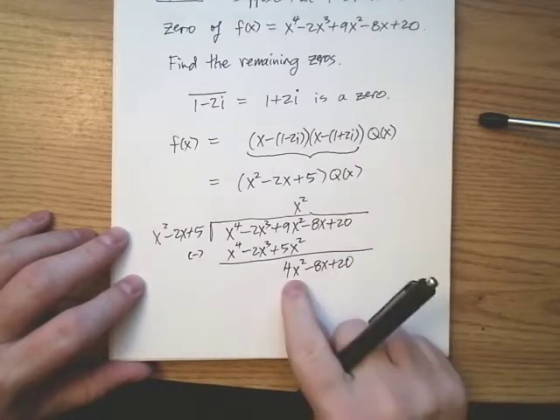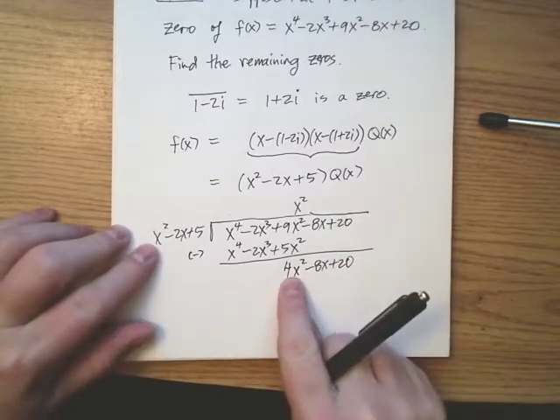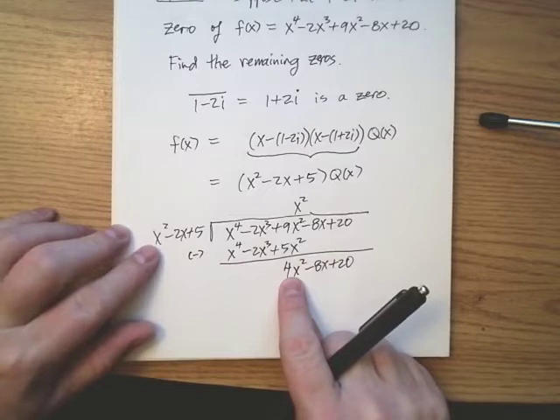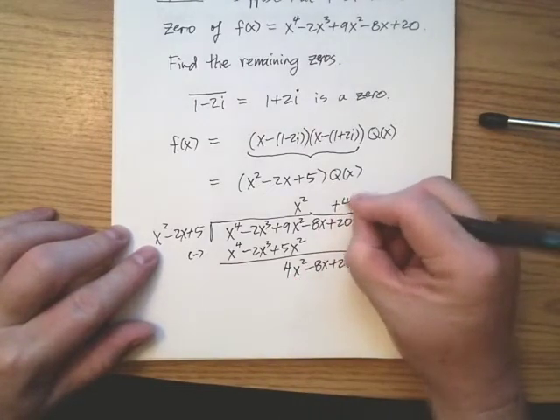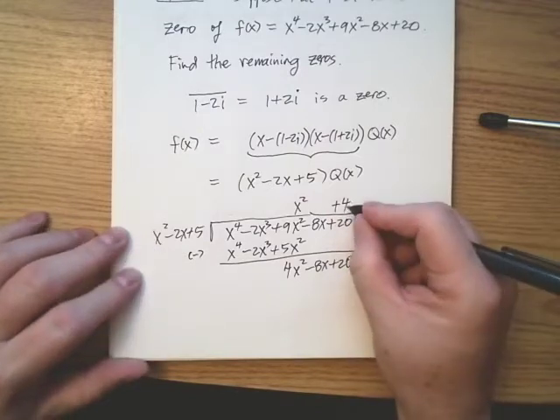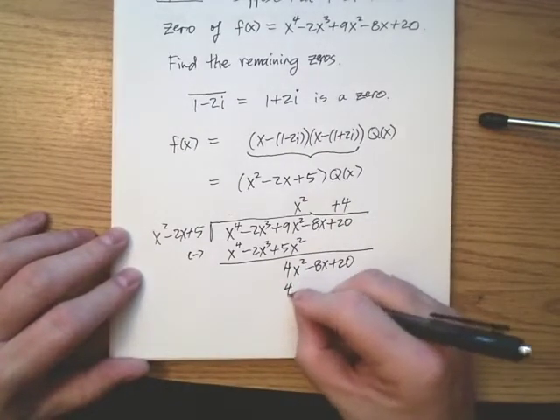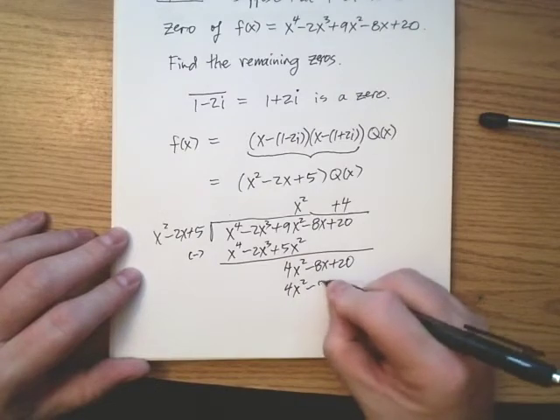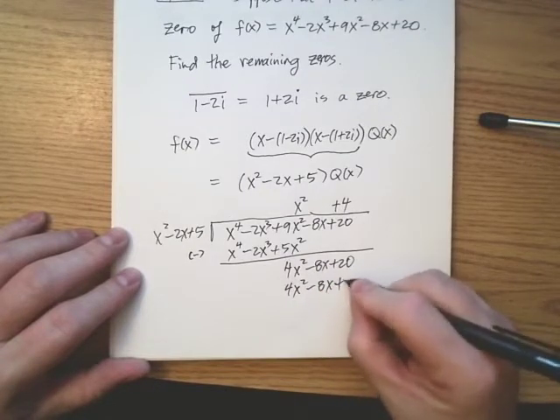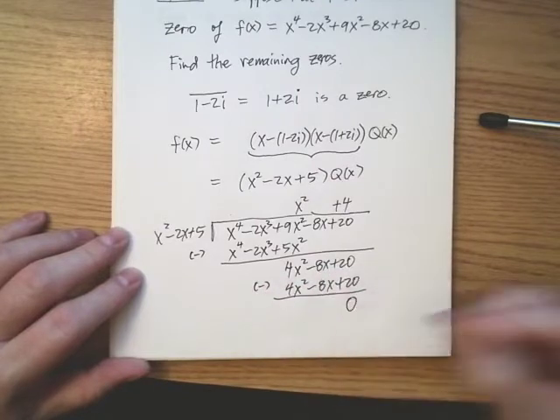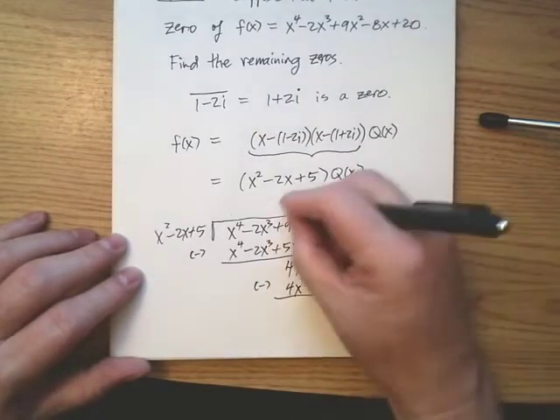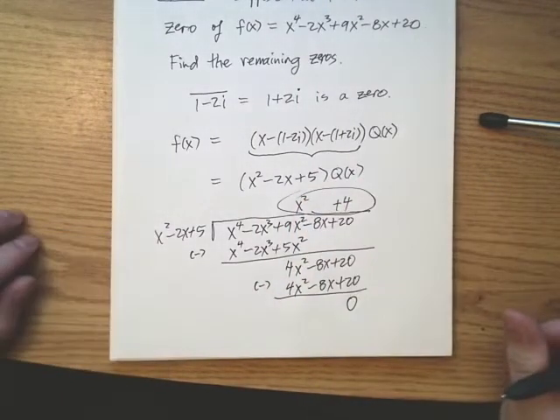Okay, now let's go ahead and divide this by this. Consider 4x squared divided by x squared. That would be 4. That's a constant term, so I'll write it right over the constant term here. Okay, multiply, I would get 4x squared minus 8x plus 20. And the difference there is 0. Yes, no remainder. This up here is our q of x, right?